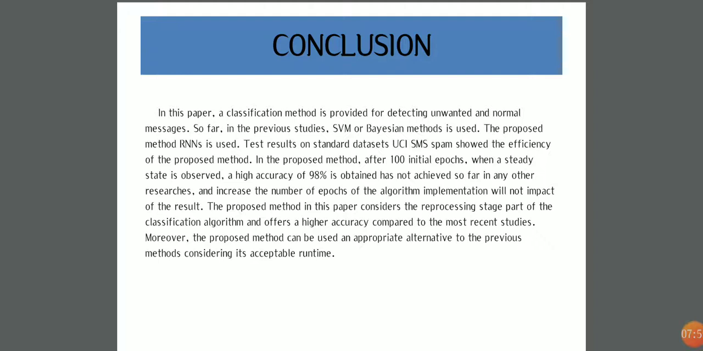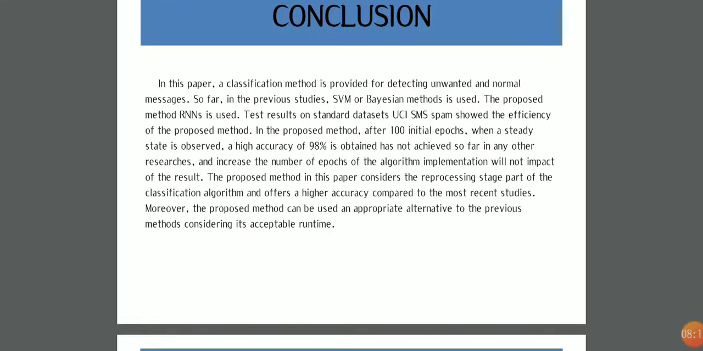In the proposed method, after 100 initial iterations, when a steady state is observed, a high accuracy of 98% is obtained, as not achieved so far by any other researchers, and increasing the number of iterations of the algorithm implementation will not impact the results. The proposed method in this paper considers the processing stage part of the classification algorithm and offers a high accuracy compared to the most recent studies. Moreover, the proposed method can be used as an appropriate alternative to the previous methods, considering its acceptable runtime.